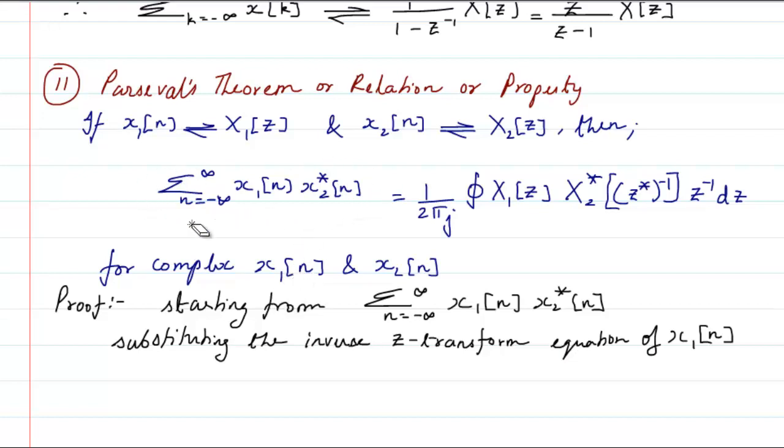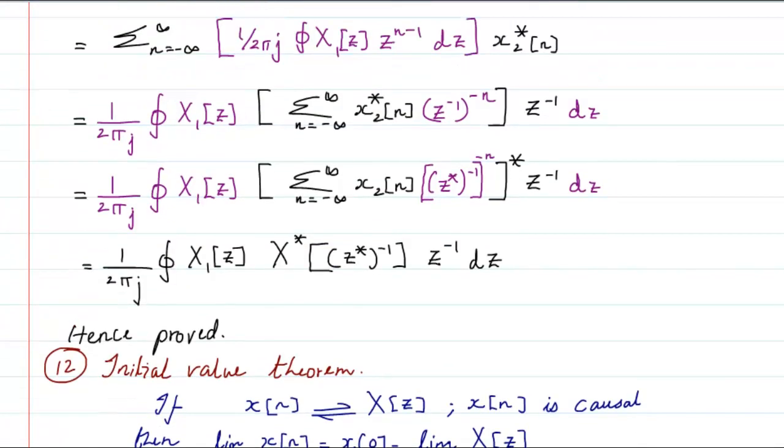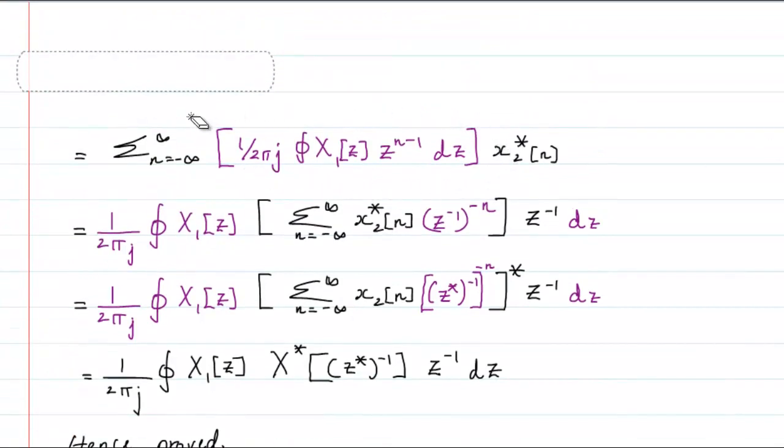So starting from the left hand side, we know the left hand side equation as such I have written. Now instead of x1 of n, if I substitute the inverse Z transform equation of x1 of n, which I have previously told, so I will not tell that here. So if I do that, then what do I get? I get this particular equation, which is the inverse Z transform equation of x1 of n. I have written it in a different color for you to differentiate between the two.